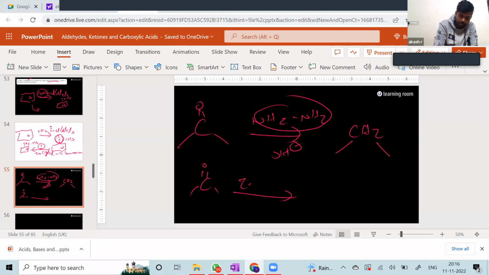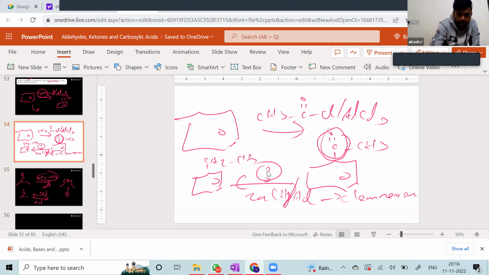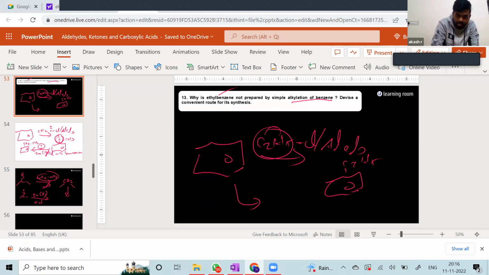Same thing, if I write zinc amalgam in the presence of HCl, the same reaction would happen. Again, the same product would come here. This is the better method of doing it. And why we cannot directly do this is because C2H5 is going to be a little bulky. That's the reason why we will not do this. Okay, right. Next.